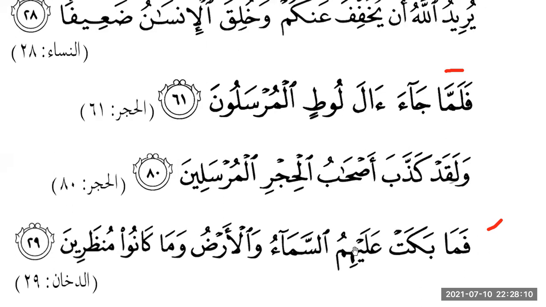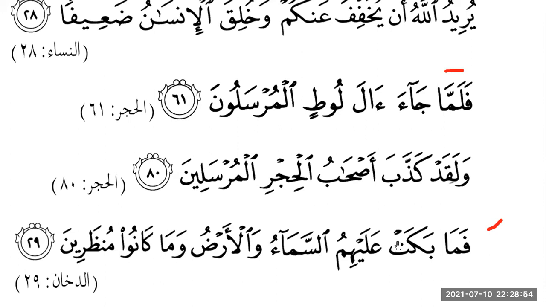Fama bakat alaihim as-sama'u wal ardu. Okay, so bakat means cry. So who cries? Look for the isim in the rafa form. As-sama'u wal ardu, this is rafa. So there are two subjects here. The heaven and the earth did not cry. Fama bakat, did not cry on them, upon them. When God's torment reached them, the earth and the sky did not cry for them.